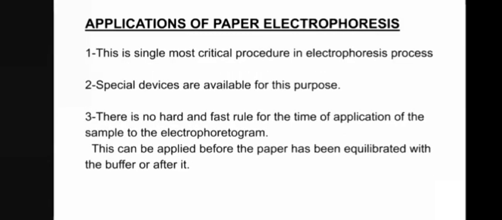Applications of paper electrophoresis: application of the sample is the single most critical procedure in the electrophoresis process. Special devices are available for this purpose. There is no hard and fast rule for the time of application of the sample to the electrophoretogram. This can be applied before the paper has been equilibrated with the buffer or after it.